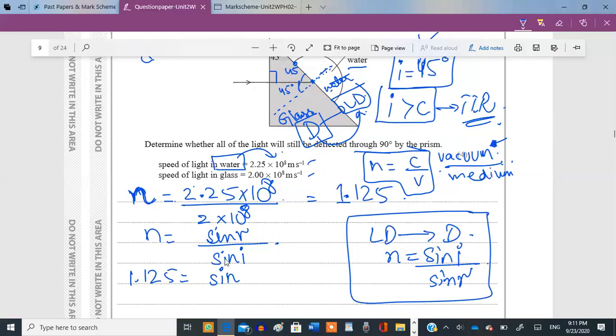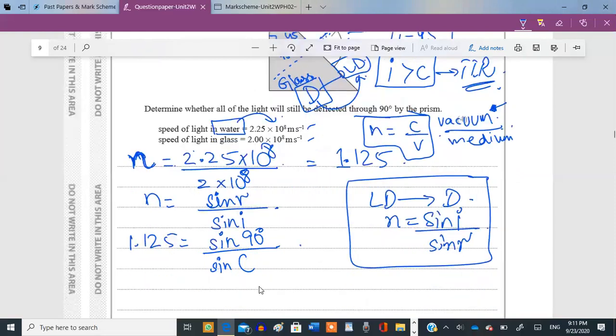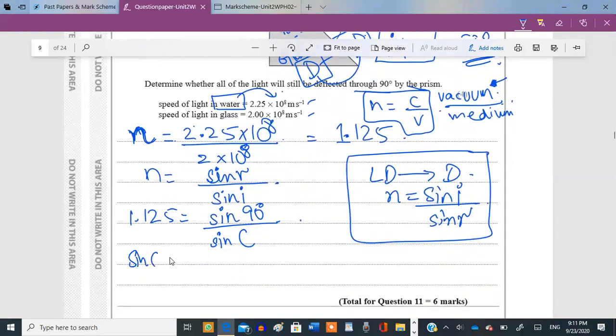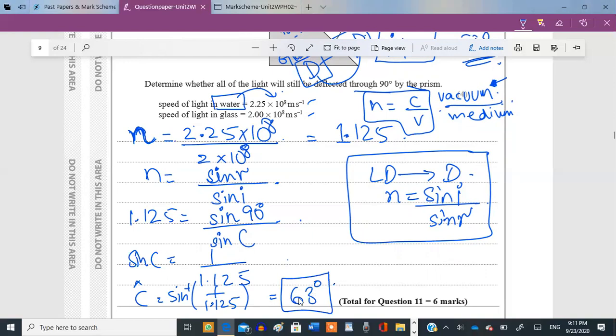So now the refracted angle for a critical angle is going to be 90 degrees, divided by sine of the critical angle. Remember, we are finding out the critical angle. Critical angle is the angle of incidence, so for that the refracted angle is going to be 90. Now find out the value for the critical angle. So sine of C is equal to sine of 90, which is 1, upon 1.125. And then find out the value for C, which is sine inverse of 1 upon 1.125. That is 62.7, so 63 degrees approximately. This means the critical angle is 63.